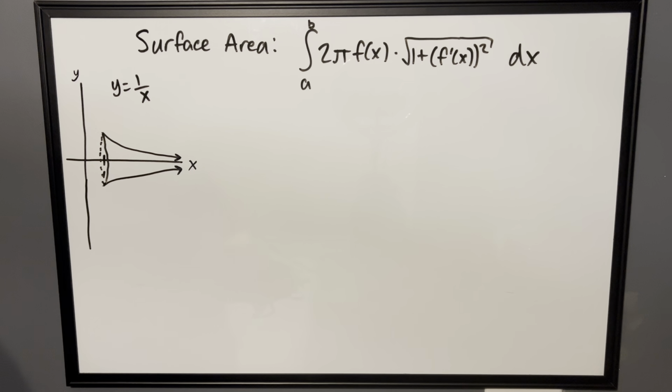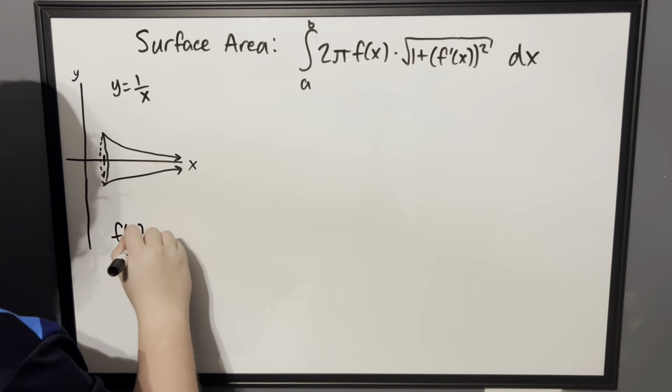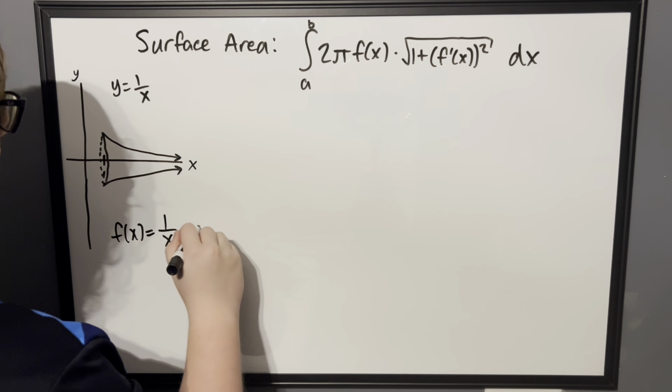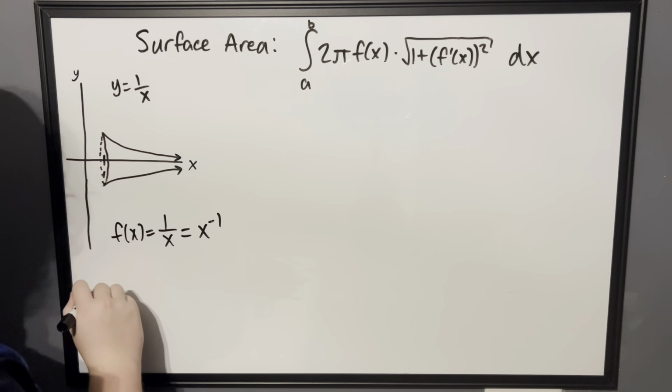So first, let's find the derivative of our original function, because we need that for this one. So if f of x is equal to 1 over x, this is also x to the negative first. So f prime of x, we're going to use the power rule. We get negative x to the negative 2, which is negative 1 over x squared. So this is our derivative that we'll plug in right here. So let's go ahead and evaluate this integral.